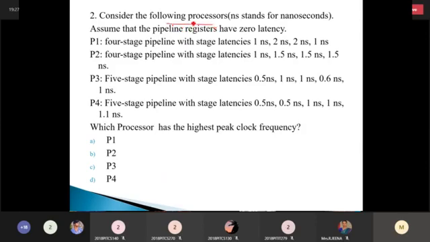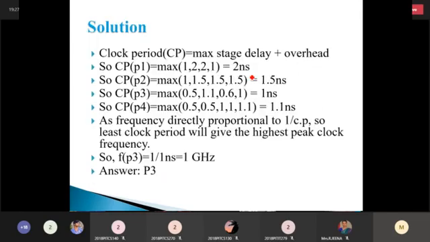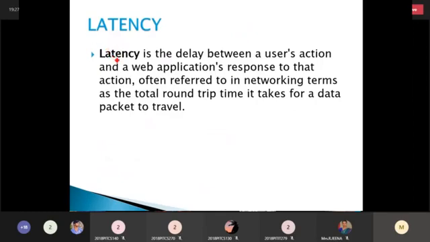Okay. So next, consider the following processes where n stands for the nanosecond. Assume that the pipeline registers have zero latency. Zero latency. The latency is nothing but what? It is the delay between a user's action and the web application's response to that action. Often referred to in networking terms, we call this latency, the total round trip time it takes for the data packet to travel.